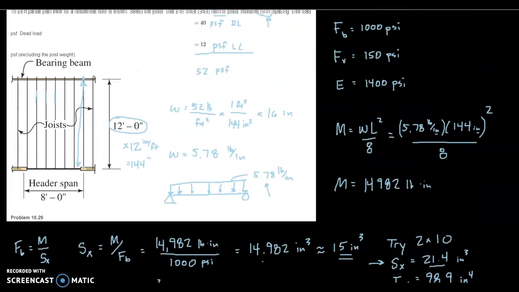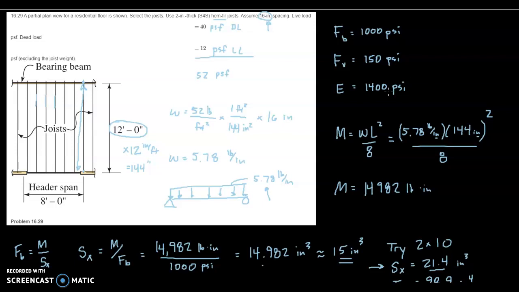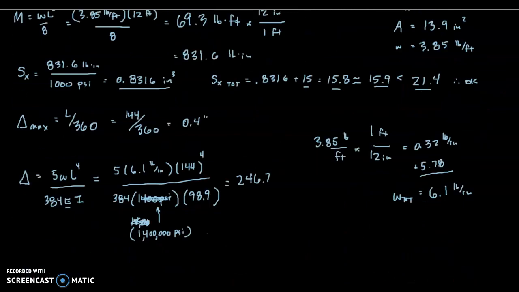So up here, this PSI was wrong. This should be 1400 KSI, which is 1.4 million PSI. So that's where my mistake came from.